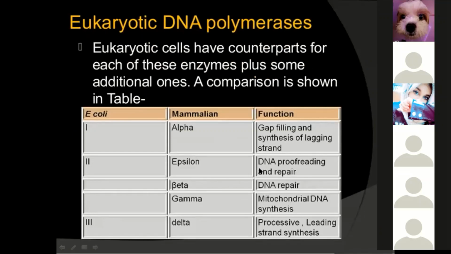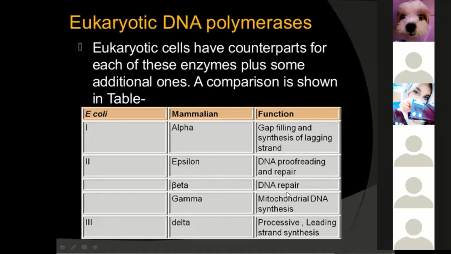Yeah, so we were discussing the function of different polymerases and their counterparts in eukaryotes. DNA polymerase 2 in E. coli has similar polymerases in eukaryotes, like in the mammalian system. We have epsilon, which has DNA proofreading and repair function, because in E. coli, DNA polymerase 2 is responsible for the proofreading function. So here also epsilon has subdivisions which are responsible for proofreading and repair.